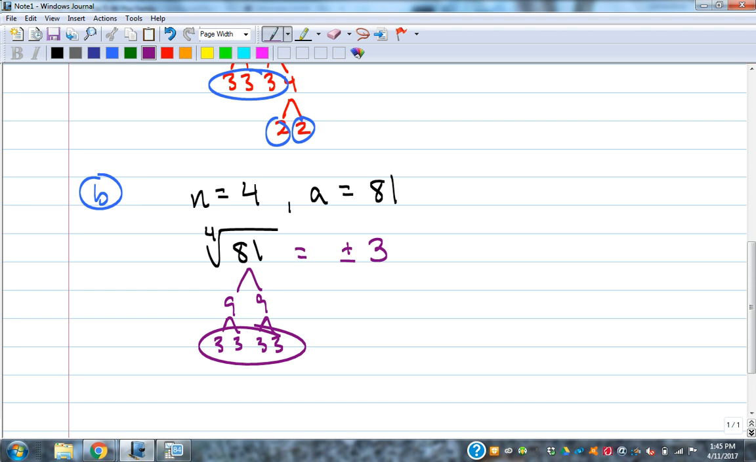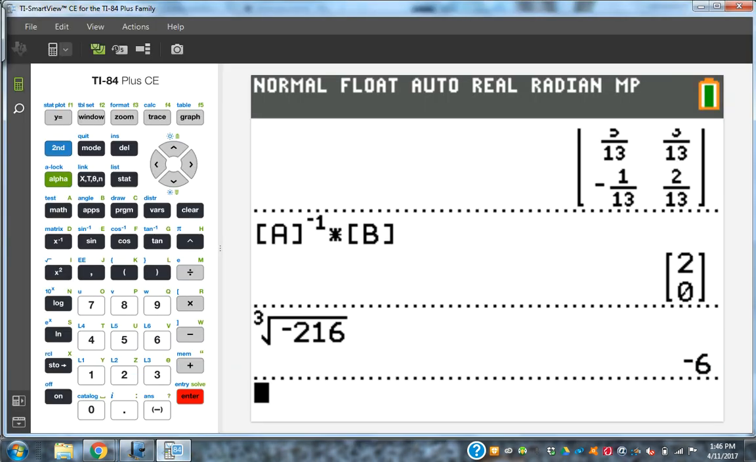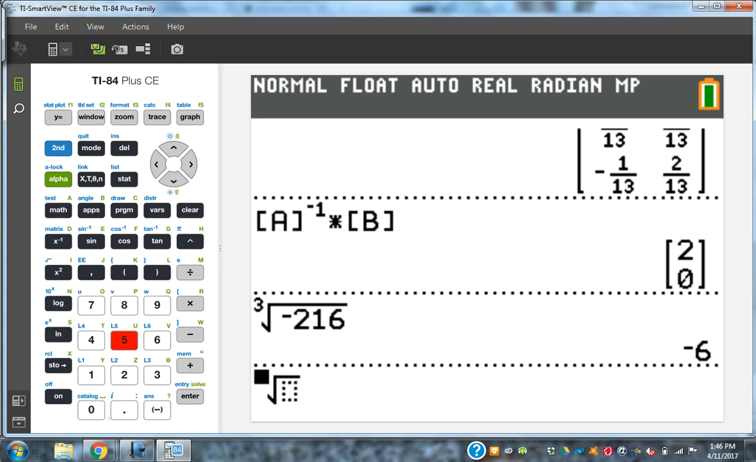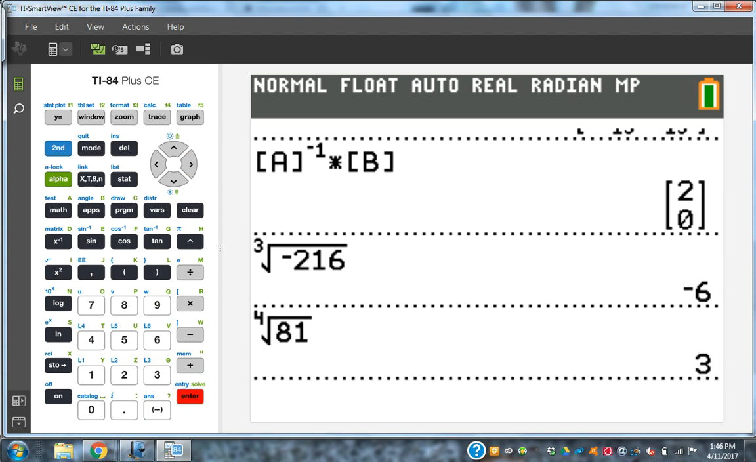Both, okay? Now, again, you could type that straight into your calculator. Since this one works out to be a nice number, you hit math, use number 5. It's the fourth root of positive 81. Hit enter, and it just tells me 3. We have to know that it's plus or minus 3. You just got to remember that. It's not going to tell you both of them. All right.